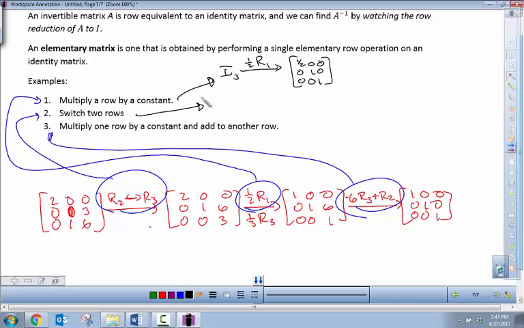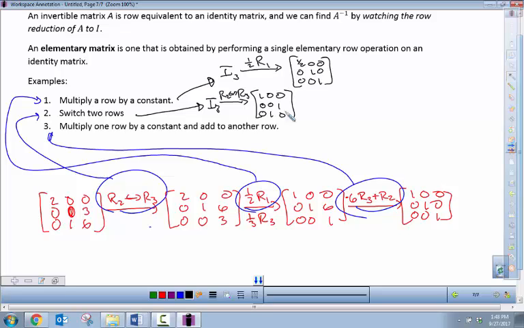Switching rows. So what if we started with the identity matrix? We want to switch row 2 with row 3. What's your matrix going to look like now? We'll just switch the third row and the second row. Right? Yeah. It's going to be a sequence of linear transformations, and we're going to apply it to the matrix that we have.